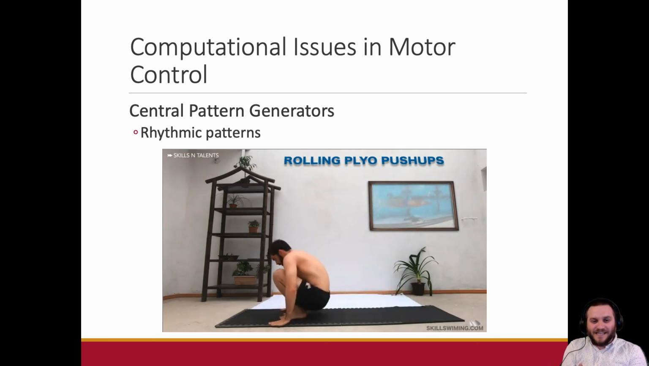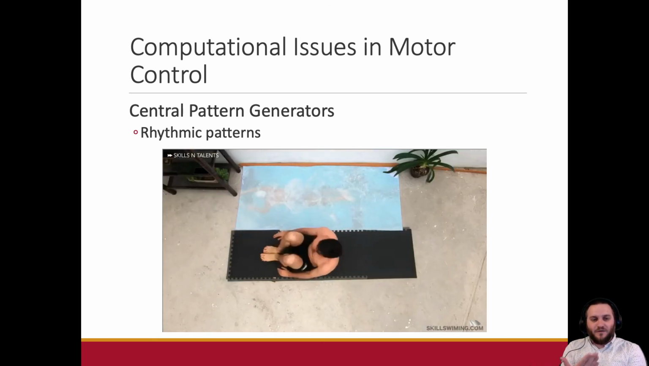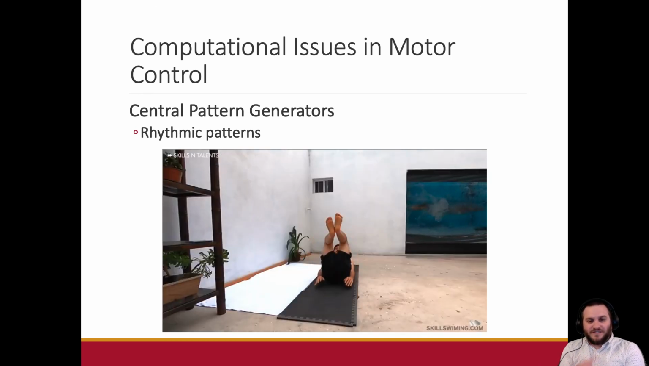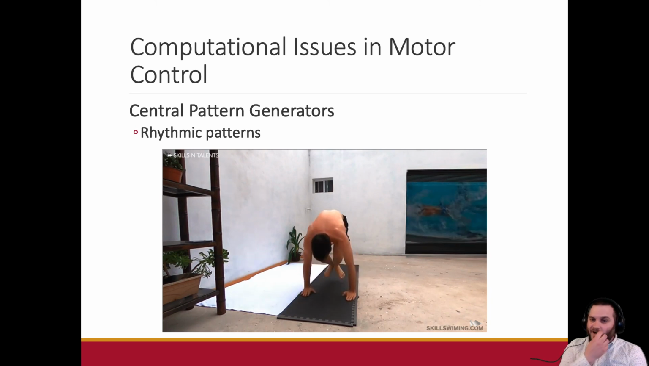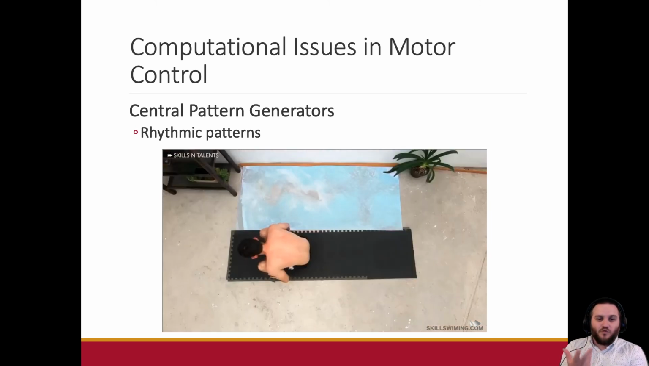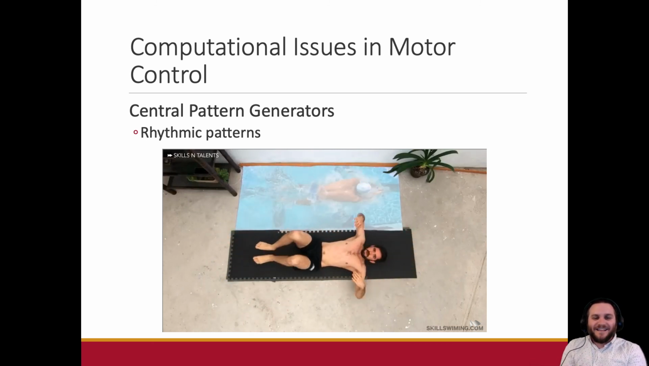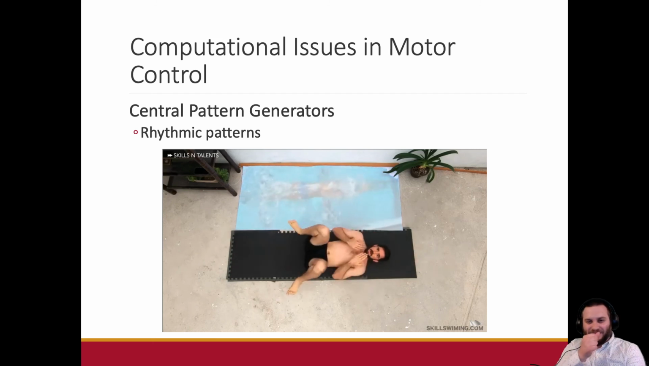So you do these exercises outside of water to get the same movements that you would in the water. And I think it's really cool. So that's what rhythmic patterning is. So there's the breaststroke. There it is, the breaststroke you know and love.